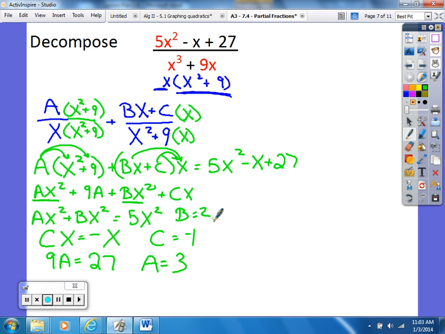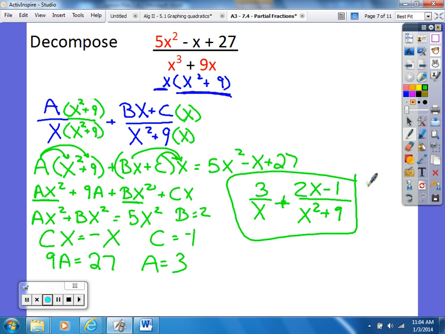Guess what I have to do finally though? I'm not done. Just write my answer. So a is 3. This would be 3 over x equals, what's b? So 2x plus, so I'm going to change that to 2x minus 1 over x squared plus 9. B was 2 and c was negative 1. I just plugged those in, that's my answer.